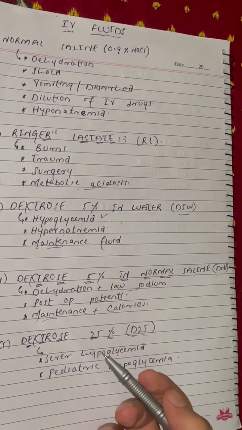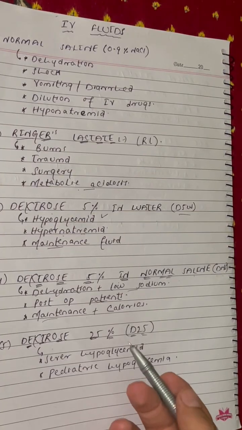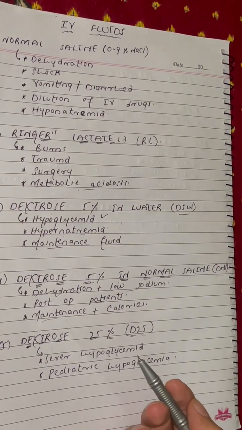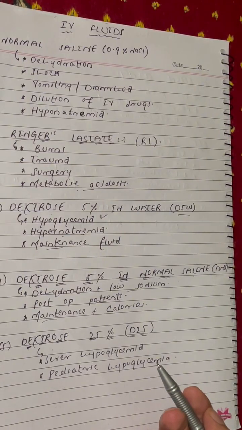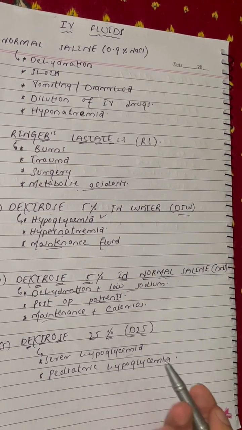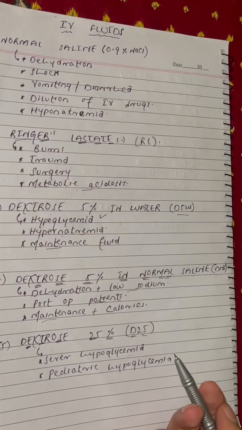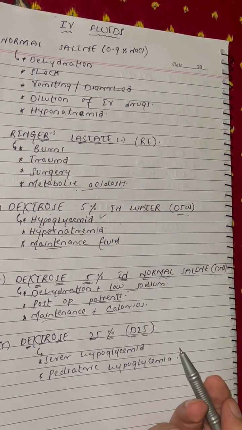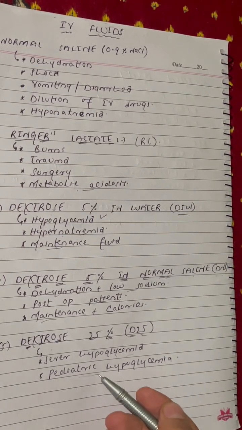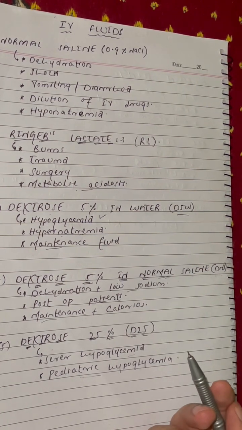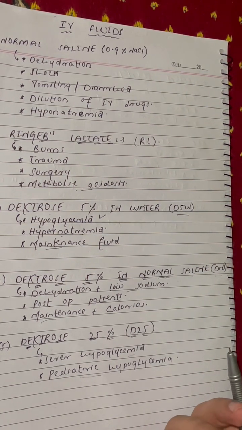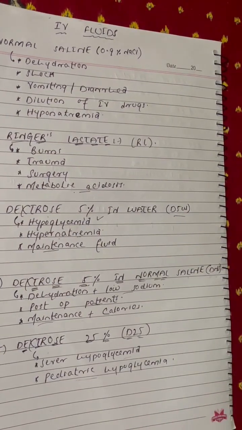Now let's talk about dextrose 25%. This is a highly concentrated glucose solution, and is mainly used in severe hypoglycemia, especially when rapid correction of blood sugar is required. It is also commonly used in pediatric patients with hypoglycemia under careful medical supervision and according to appropriate dosing.